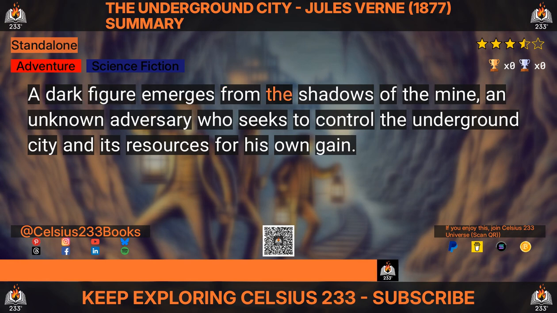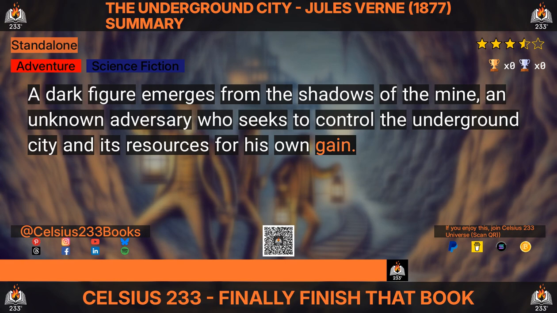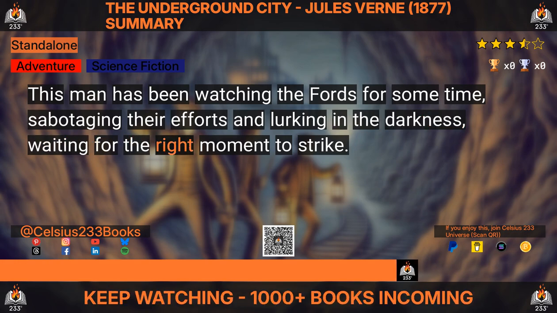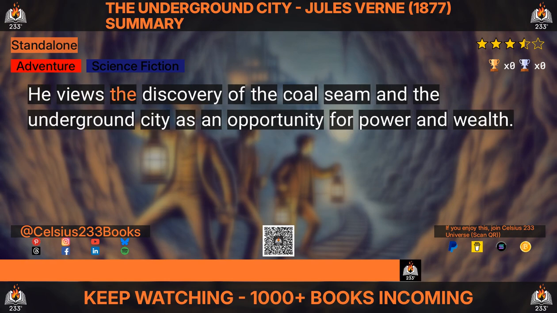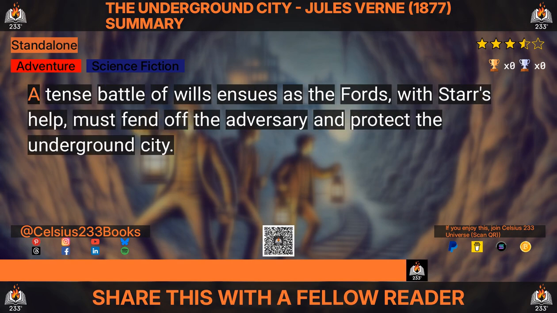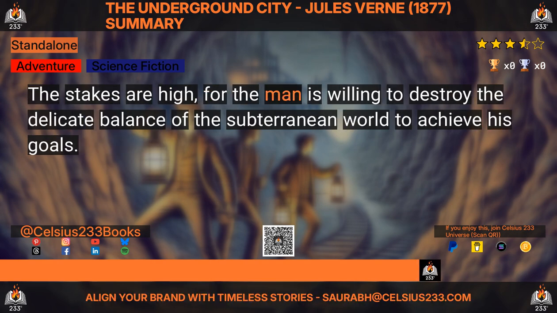A dark figure emerges from the shadows of the mine, an unknown adversary who seeks to control the underground city and its resources for his own gain. This man has been watching the Fords for some time, sabotaging their efforts and lurking in the darkness, waiting for the right moment to strike. He views the discovery of the coal seam and the underground city as an opportunity for power and wealth. A tense battle of wills ensues as the Fords, with Starr's help, must fend off the adversary and protect the underground city. The stakes are high, for the man is willing to destroy the delicate balance of the subterranean world to achieve his goals.